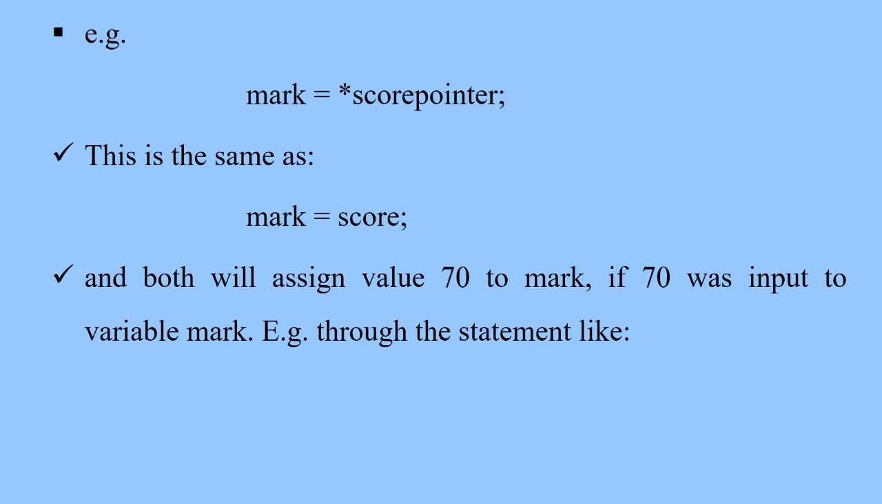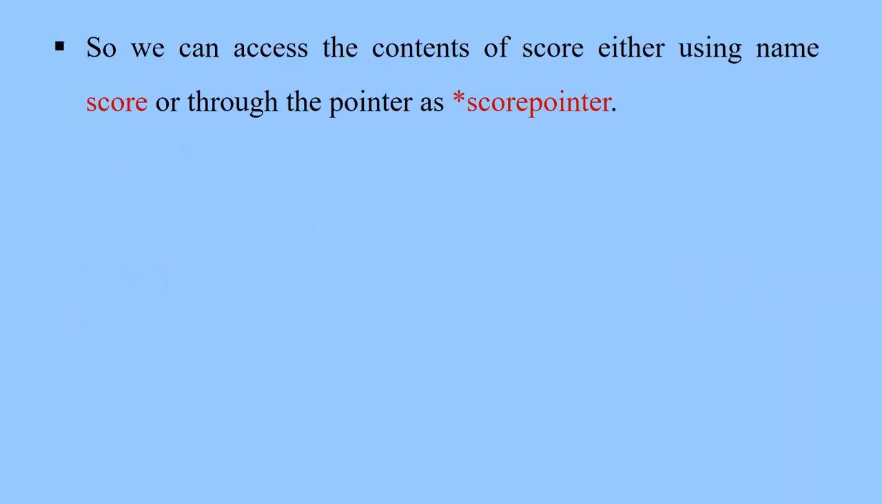For example, through a statement like 70 assigned to the memory location called mark. So we can access the contents of score either using the variable name score, or through a pointer such as score pointer, that is, a pointer that points to that variable called score. So we indirectly access the content of the memory location called score through the pointer that points to it.